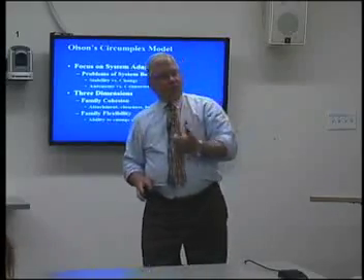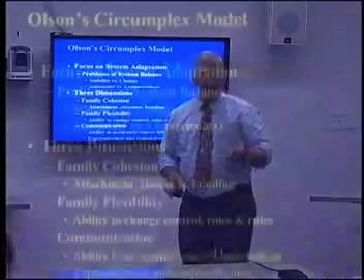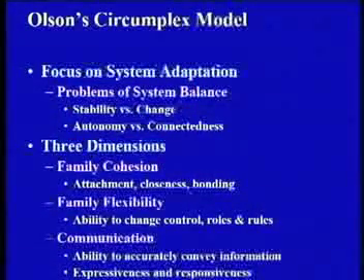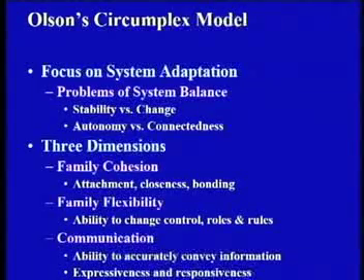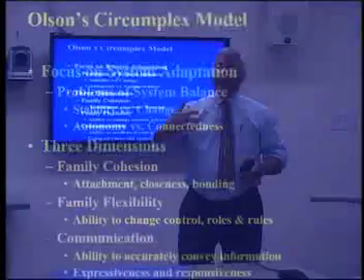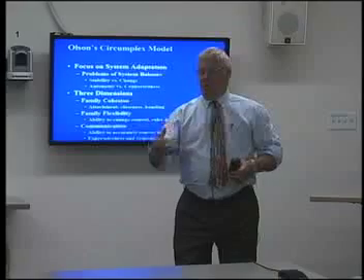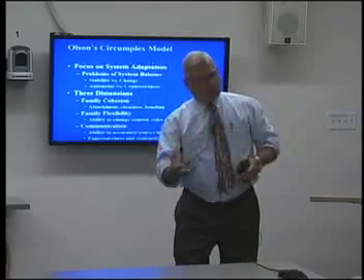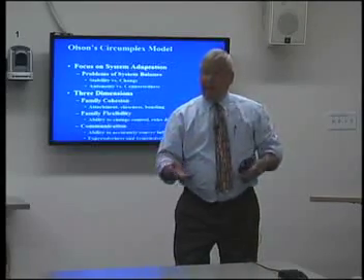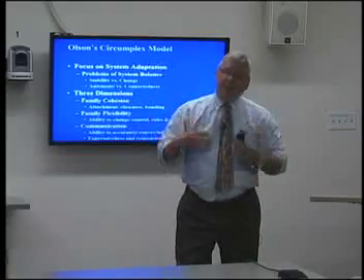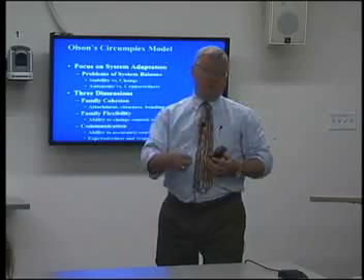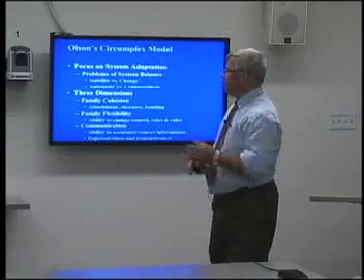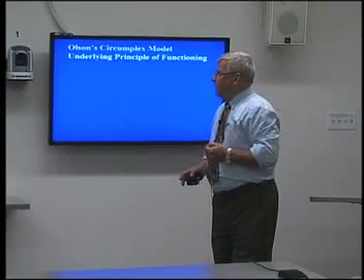And so he adds in the third component, which is communication. And by communication, he refers to two elements: the ability to accurately convey information from one person to another, and the level of expressiveness and responsiveness that exists in the system. Do family members feel like they can express their needs and their desires and their conditions of life to each other pretty freely, and that when they do so, do they get positive responses back? Do they get, not necessarily positive, but affirmative responses back? Okay, so there's these three dimensions.